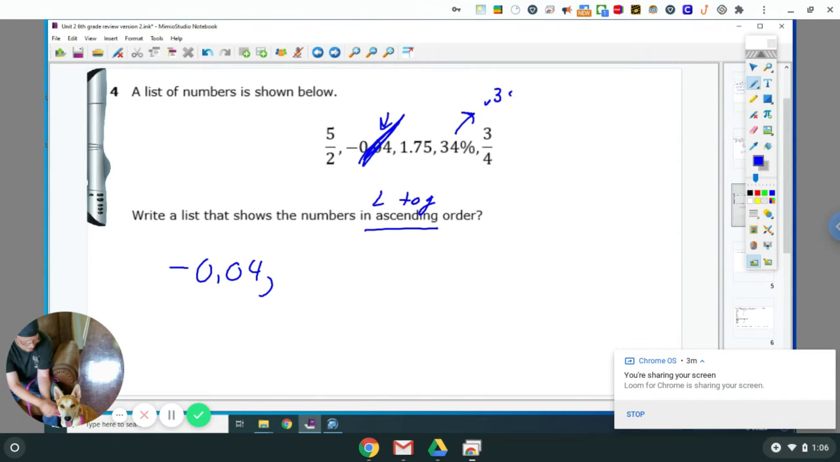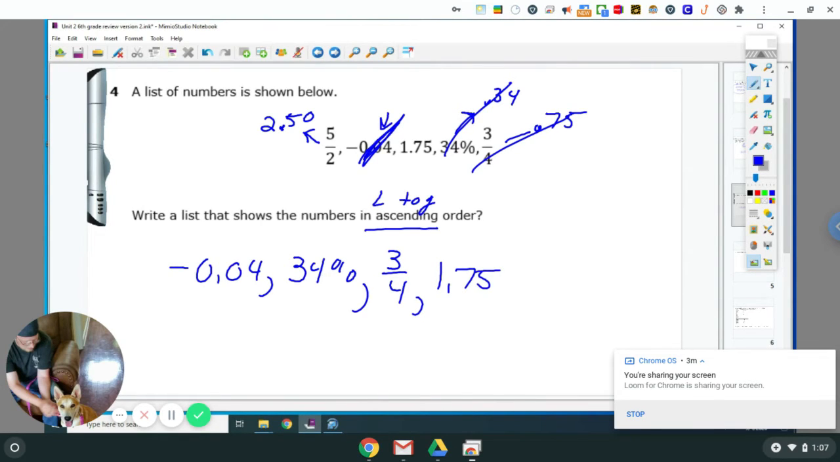34% is 0.34. 3/4 is 75 cents, or 0.75. And 7 over 4 is $1.75, and 5 over 2 is $2.50. So my next number will be 0.34, but you need to write it as 34% because that's how they gave it to us in the problem. Then we can cross this off. Next would be 3/4. Cross that off. Next would be 7/4, the $1.75. And then finally $2.50, but they gave it to us as 5 over 2. And that'd be our order.